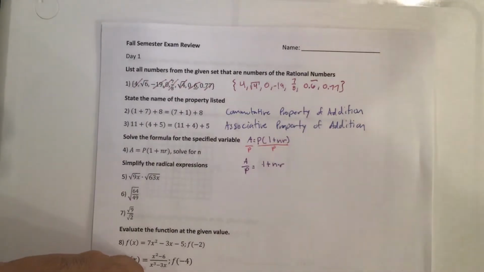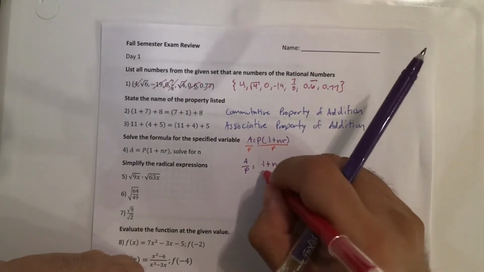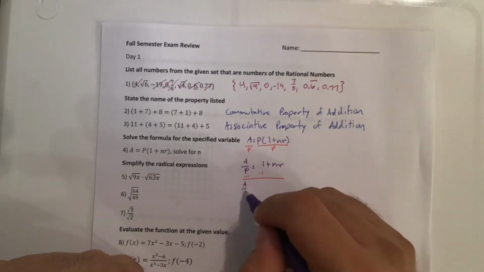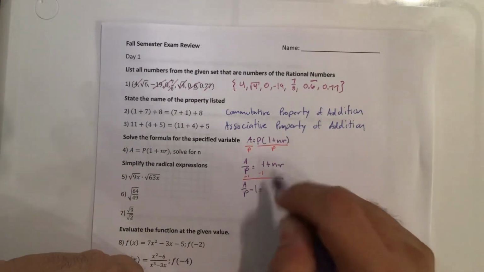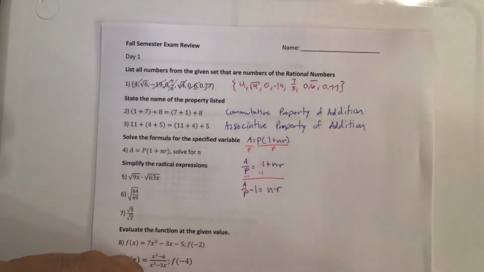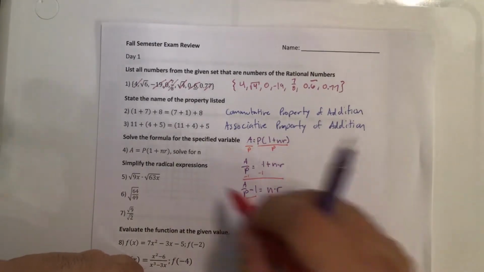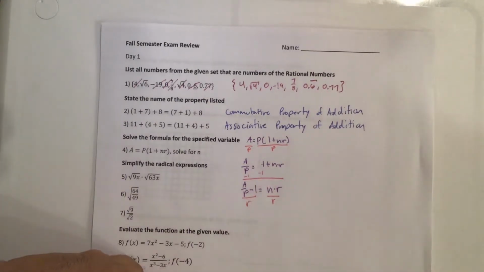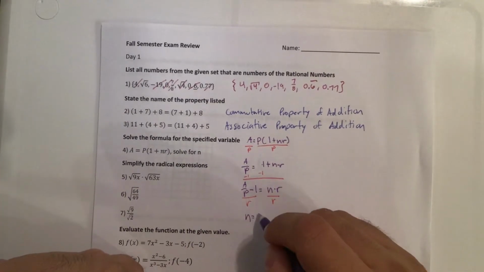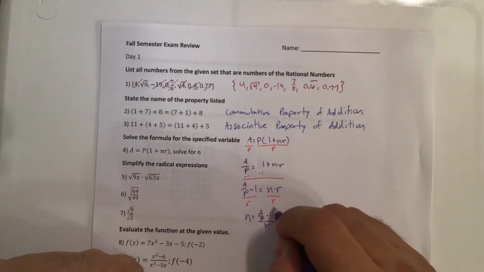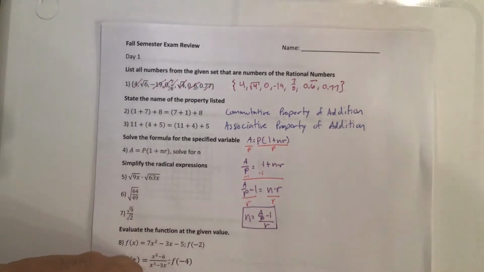So the next step to get nr by itself is we're going to subtract that 1 to the other side. So we have a over p minus 1 equals n times r. To undo that, since we're solving for n, we're going to divide both sides by r. So my final answer becomes n equals a over p minus 1, divided by r. And there's our answer for number 4.